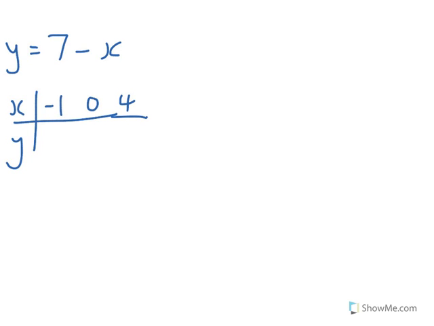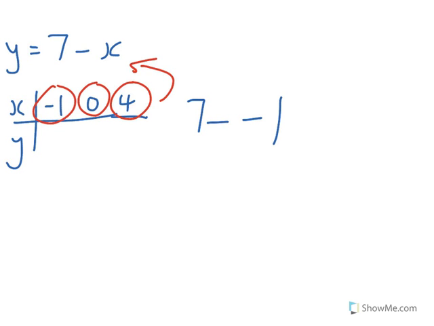Okay, so you've been given the equation y equals 7 minus x. You've been given this table of values. So again, we're going to substitute each of these values, -1, 0, 4, into this equation. So it's 7, take away whatever x is. So the first value of x is -1. So what we're really doing there is we're doing 7 minus -1.